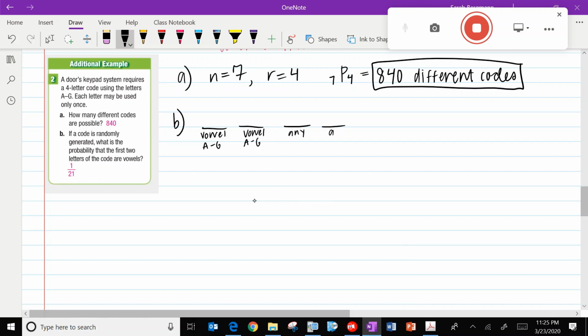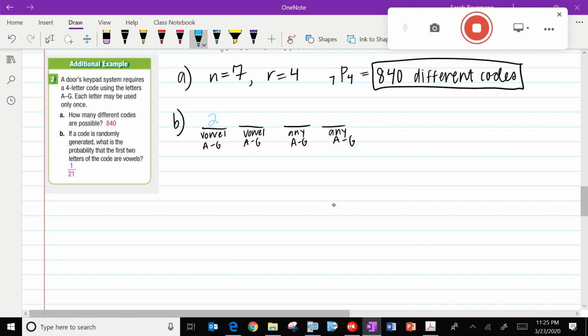The third and fourth can be any letter A to G. So for my first space, it needs to be a vowel from A to G. The only vowels from A to G are A and E. So there are 2 possible outcomes for this first event.